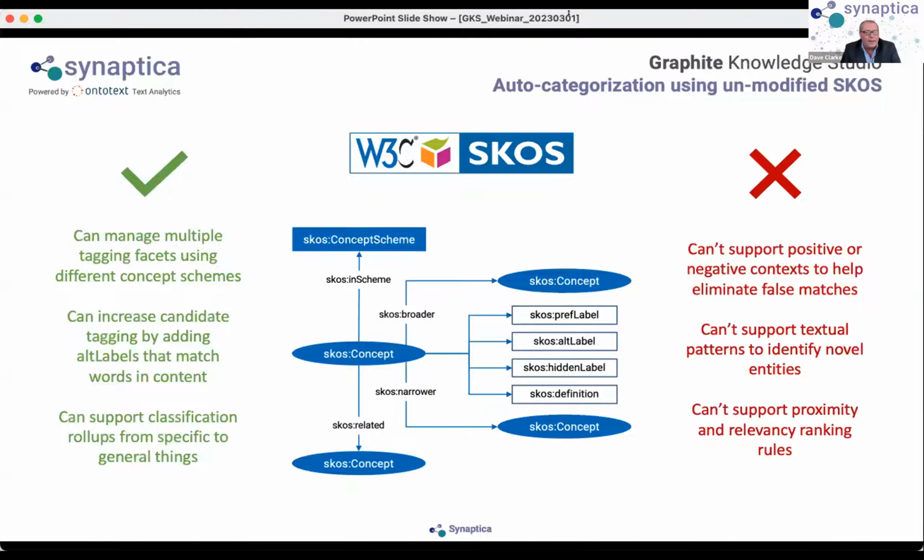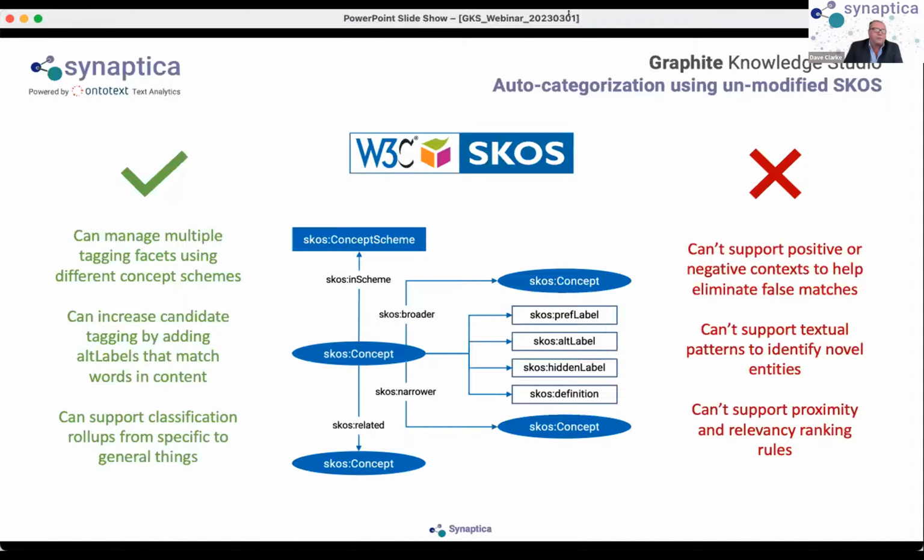On the left, it's good for managing concept schemes, which you can use to identify your metadata facets. It's good for storing alt labels, hidden labels that can expand the number of matches that you find. And I note here candidate matches, because just because you find an alt label in a piece of text doesn't mean it's contextually validated or about that. And of course, we've got this classification aspect through the hierarchical structure.